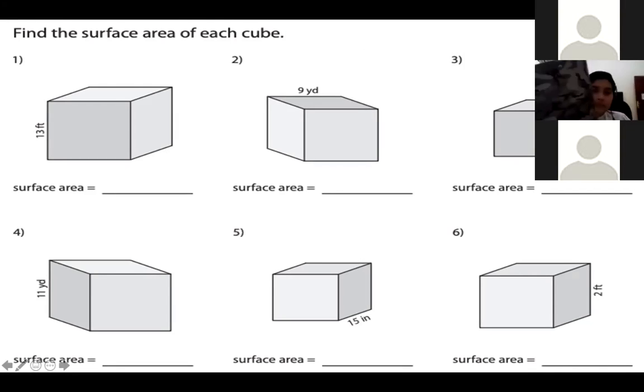Because the cube has 6 sides, and the number that you gave me is 13, so 13 times 6 is 78. Excellent. Now, let's work out another example. Okay, Khalid? Yes, Khalid. I'll give you question number 4, and Badr will do question number 5.